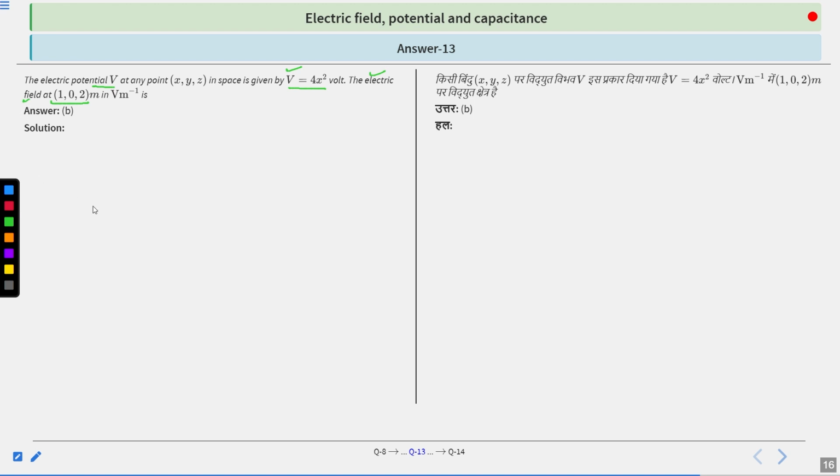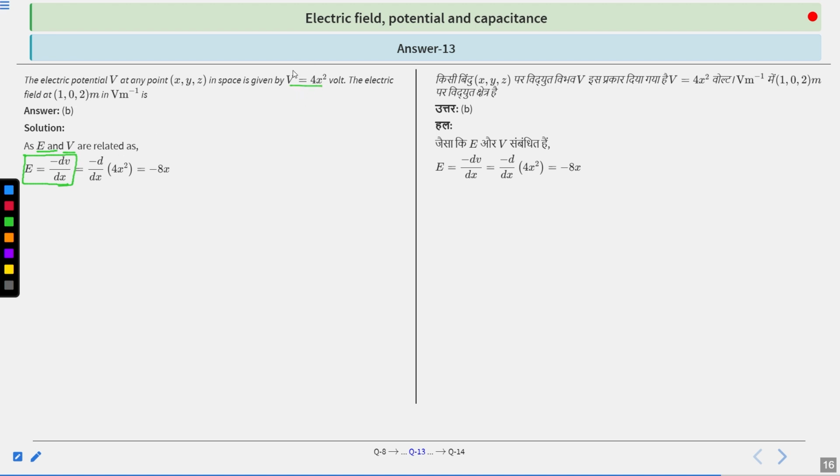So we know E and V are related, and that relation is this one. E is equal to minus dV upon dx, where V is the electric potential. And V is given as 4x square.